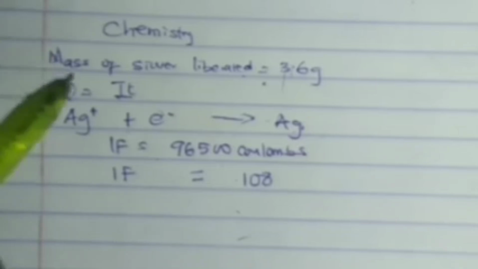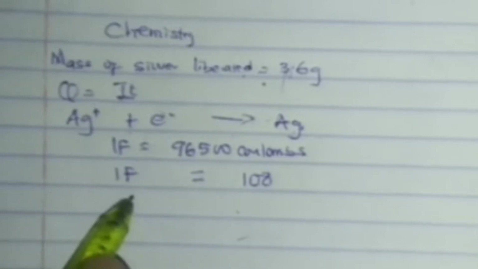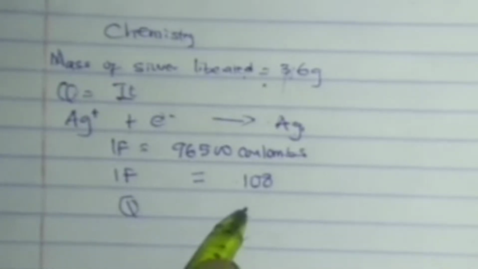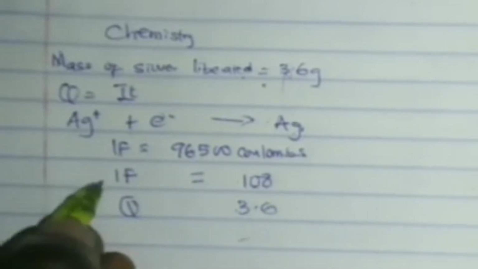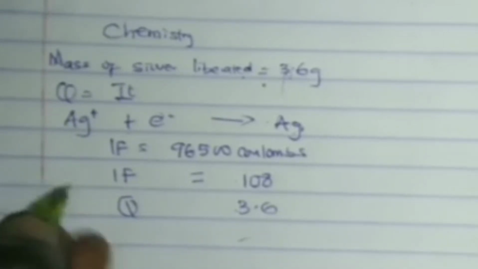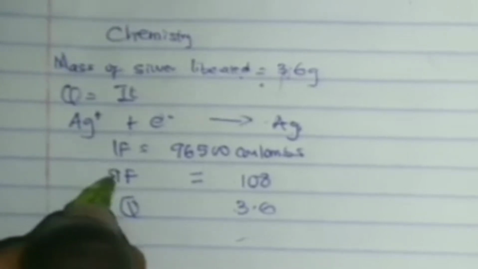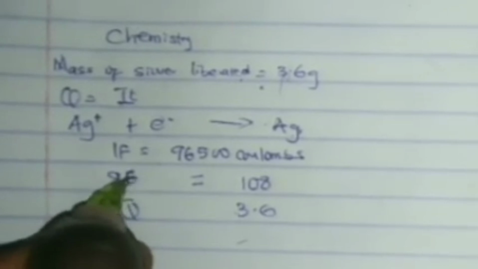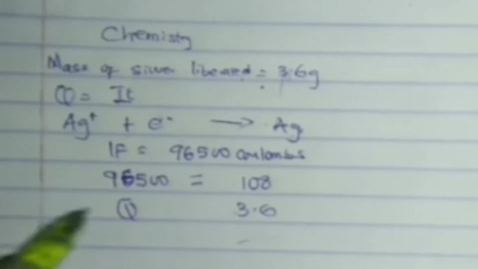Okay, so this mass of silver that was liberated, now we don't know what quantity of electricity is responsible for it. So since we don't know, we have to put our Q here, but we know that it liberates 3.6 grams. Okay, don't forget that 1 Faraday is equal to 96,500 coulombs. So we can just change this 1 Faraday to 96,500 coulombs.